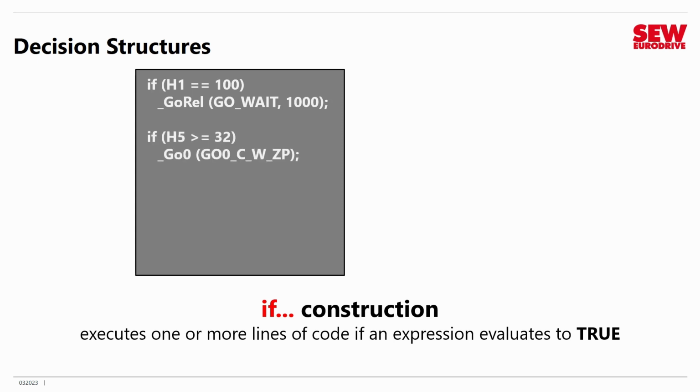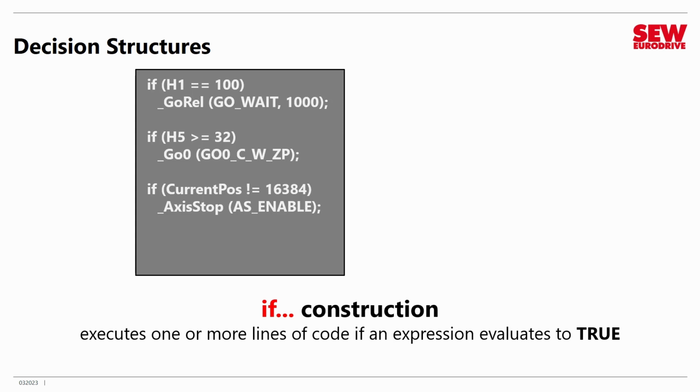If h5 is greater than or equal to 32, go 0. If it's not greater than or equal to 32, it won't. It'll just skip to the next line. If the current position does not equal 16,384, then do an axis stop function.